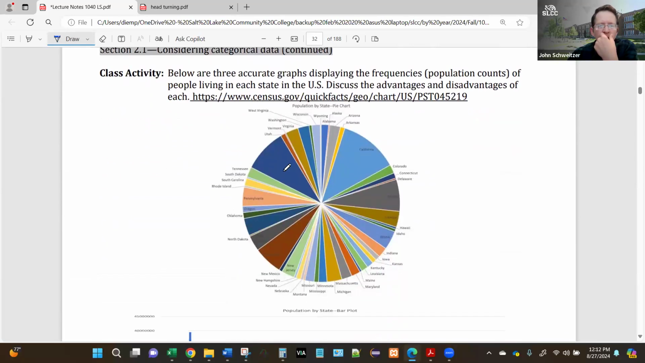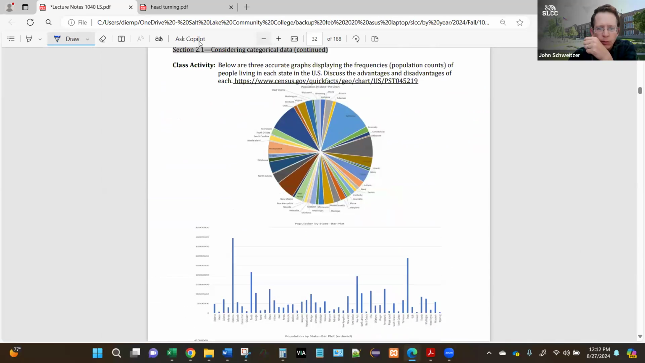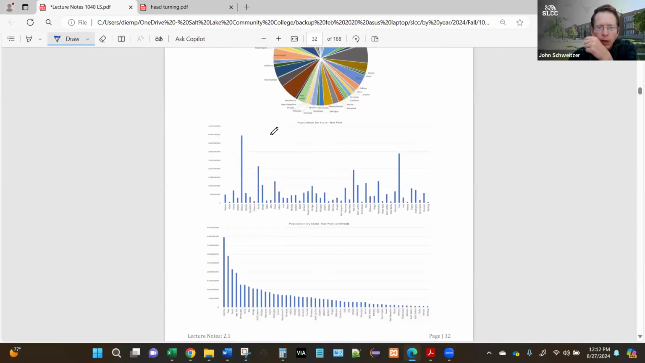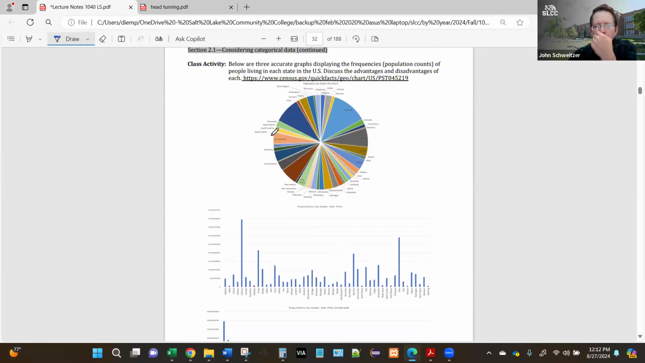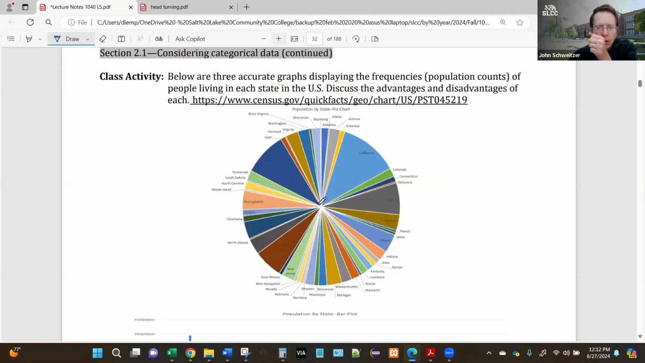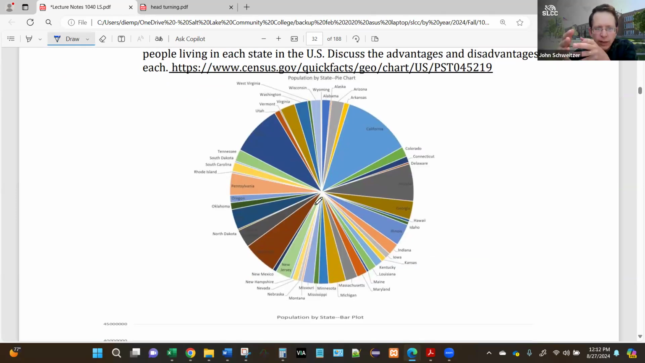Let's look at this class activity here. I can't really get all 3 pictures on one screen, but it's the same data set depicted 3 times. And it's the population for each of the states in the US. So there's 50 states, right? And each state has a number of people that live in it. And that's categorical, right? I mean, there's 50 states. Each state is a category. And then we have a count of the number of people in each one.